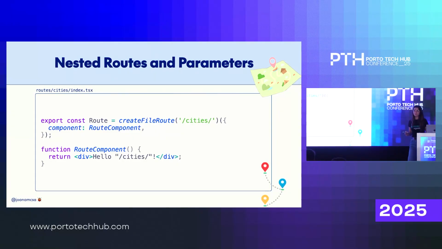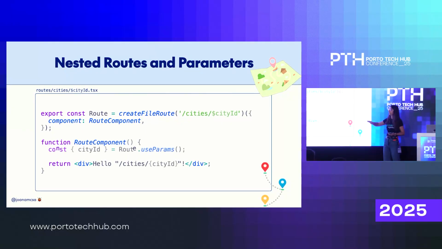That's all fun and games, but what if I want to have a dynamic URL? Well, instead of calling it index, we call it $cityId, which is going to trigger that it's a dynamic URL. And then on the component, we can destructure it using the useParams hook. And again, this is type safe, so if you misspell it with a capital D instead of a lower d, it will give you an error, which I think is pretty cool.